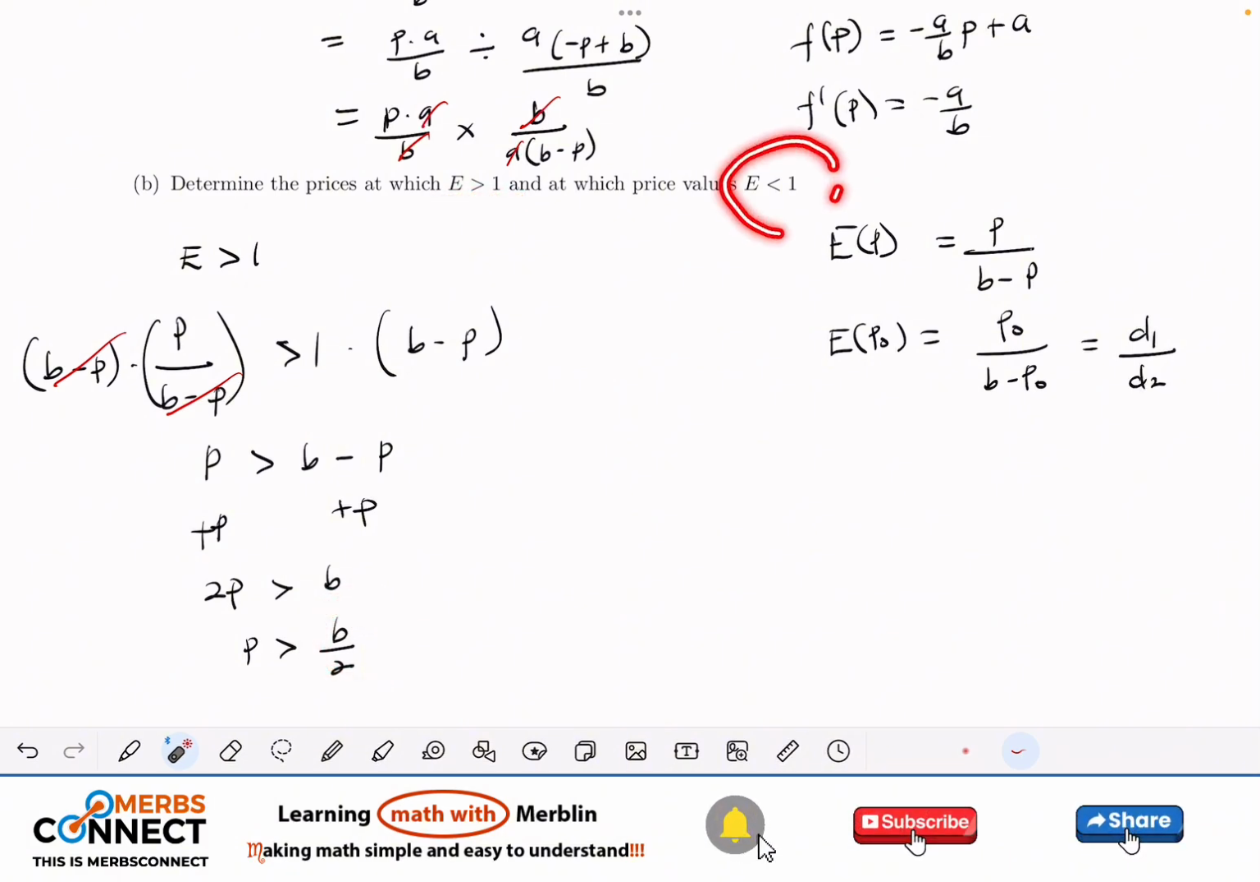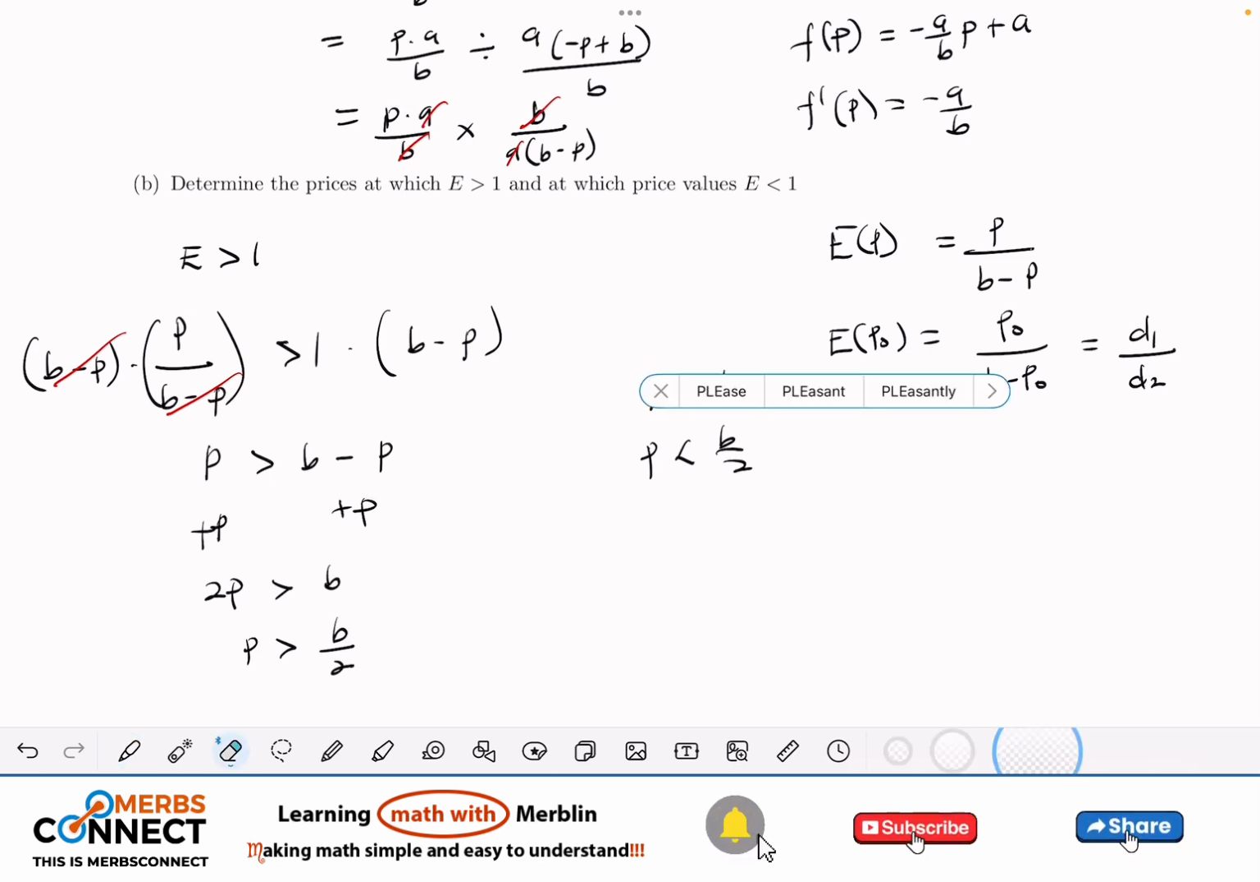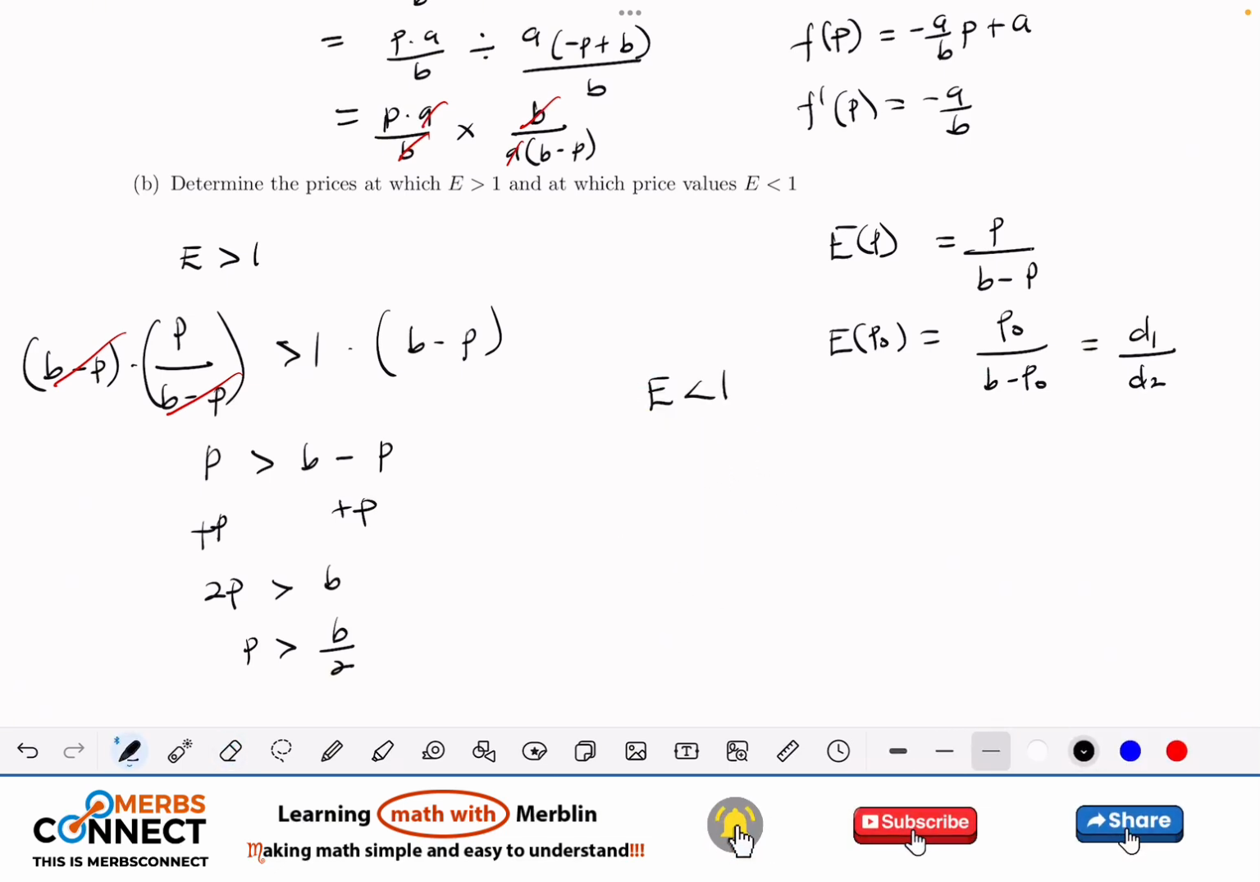Now, for me to get this is just simple. Since the price is greater than this and I'm getting elastic, then it means that when the price is less than this, I'll get inelastic. So for E less than 1, P should be less than B over 2. So if you want to solve it, it's also the same thing. You pick E is P over B minus P, which is here. Then it should be less than 1.